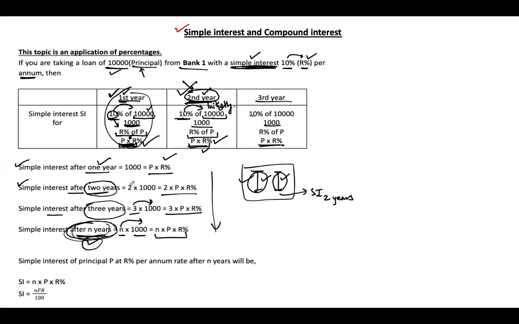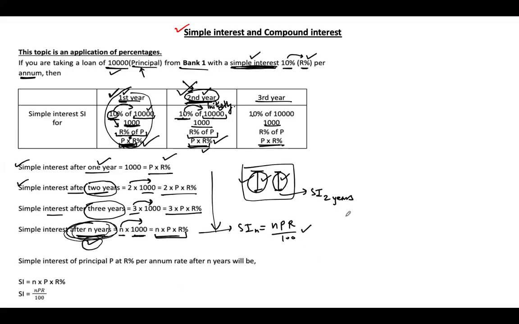After 3 years, 3 into 1,000. After 2 years, 2 into 1,000. So after n years would be n into 1,000, so NPR percent. This is nothing but the simple interest formula. Simple interest for n years is NPR percent, which can be written as NPR over 100.